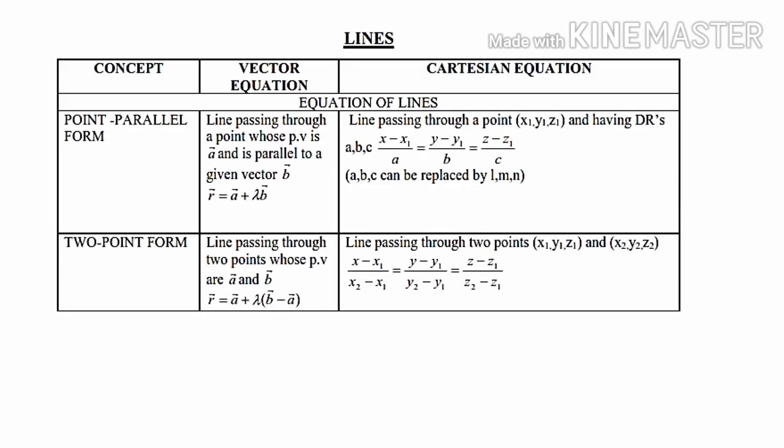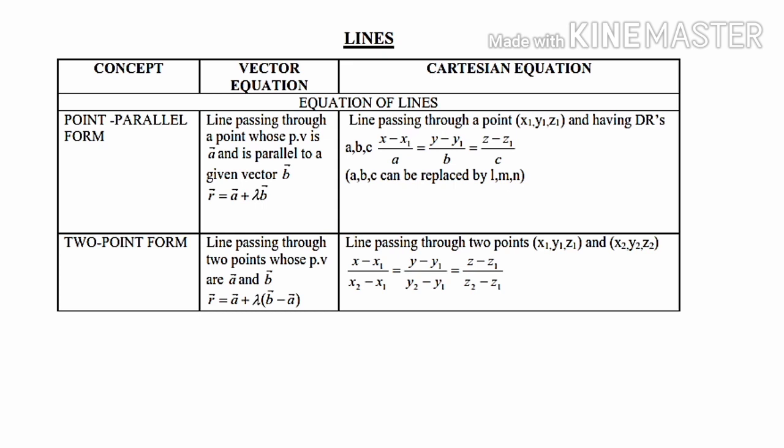Before starting the session, let's recall the formulae of lines in a plane. The first one is point parallel form. The vector equation is vector r equals vector a plus lambda into vector b, and the Cartesian equation is (x minus x1)/a equals (y minus y1)/b equals (z minus z1)/c. Here a, b, c are the direction ratios. Instead of direction ratios, if direction cosines are given, a, b, c can be replaced by l, m and n.